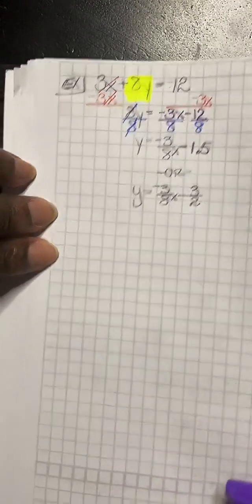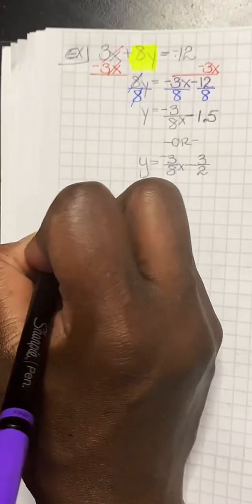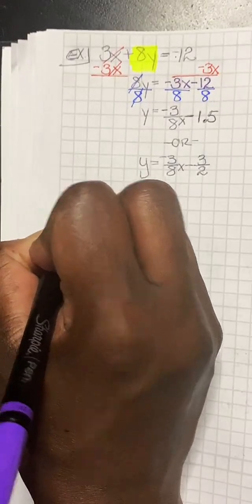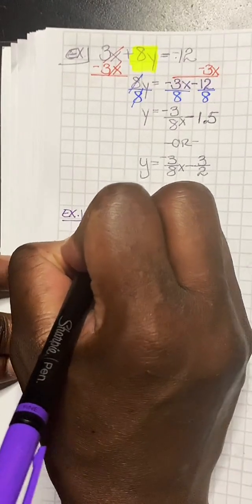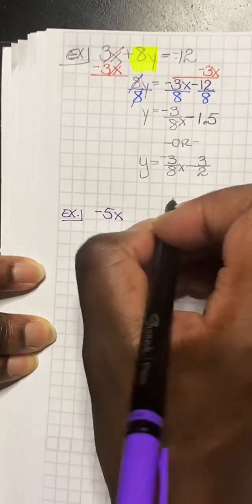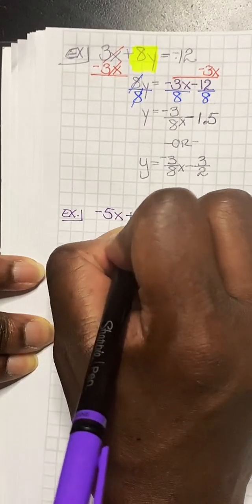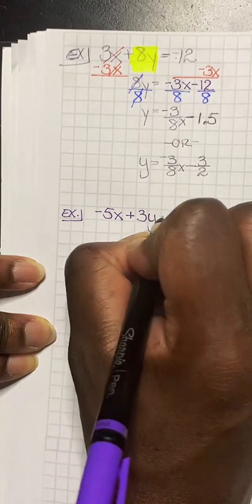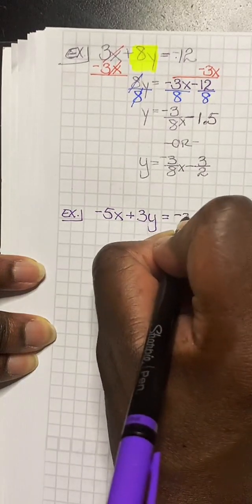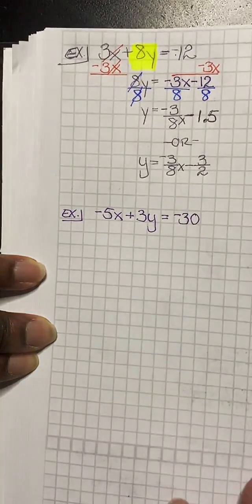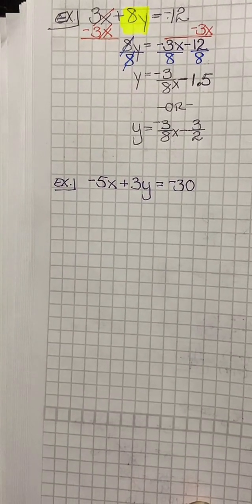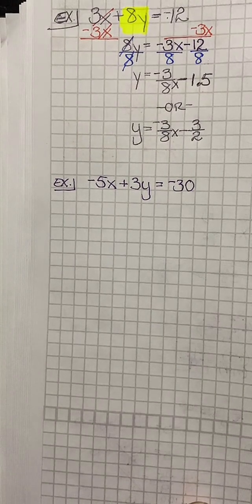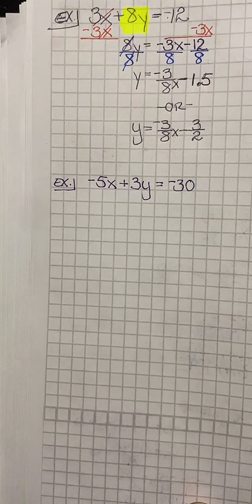Okay, so let's try another one. All right, so let's see. Negative 5x. You're like, oh goodness. It's all right. Breathe. Plus 3y is equal to negative 30. Okay. I know. It's like, wait, there's negatives. They're like, it's all right. Breathe.